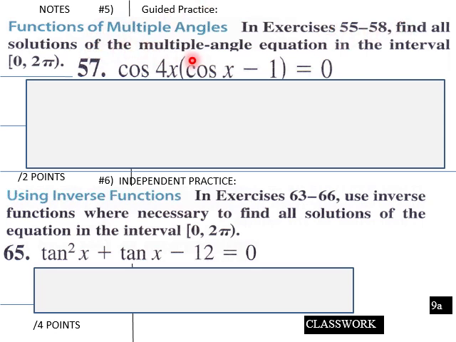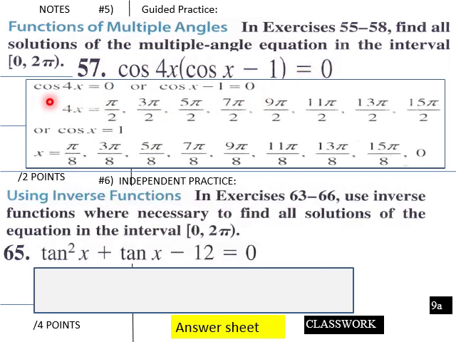Find all solutions of the multiple angle equation in the interval 0 to 2 pi: cosine 4x multiplied by cosine x minus 1 equals 0. So cosine 4x equals 0. We can break this down. And then cosine x minus 1 will equal 0 in this interval here. Then we have 4x equal to 0. We'll have all these values where 4x will equal 0.